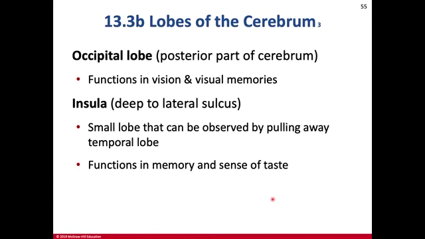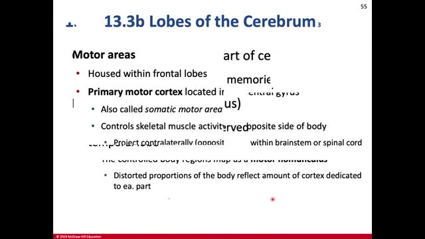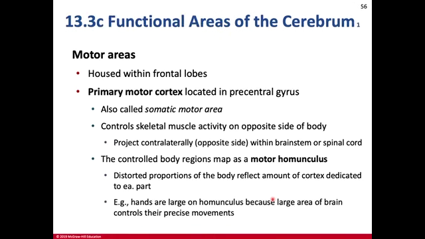Okay? The occipital lobe is on the back side of the brain, and it's important in vision and in visual memory, while the insula is involved in visceral sensation and taste. Okay? The motor areas are housed within the frontal lobes. Okay? So the primary motor cortex is on the precentral gyrus and controls skeletal muscle activity in different locations of the body. And we can generate a map called the motor homunculus that shows us what parts of the cerebral cortex control what part of the body.